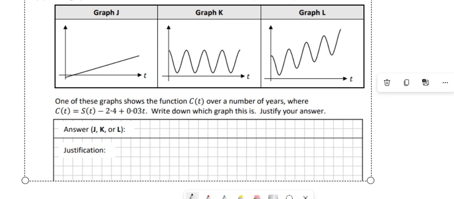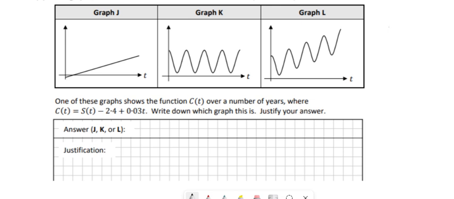Right, so this one anyway, you can see straight away that it can't be J, because J is a straight line, and that does not look like a straight line graph, so it's not linear, so not J. Yeah, it's not a linear function. So you're left with K and L then.